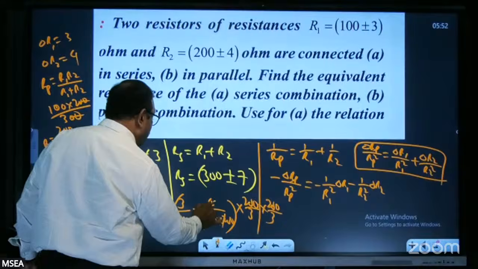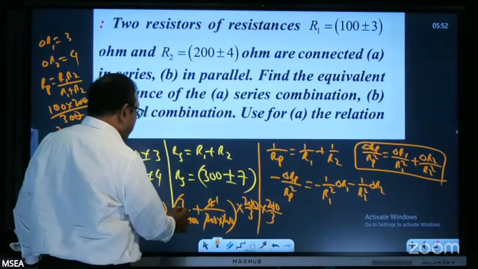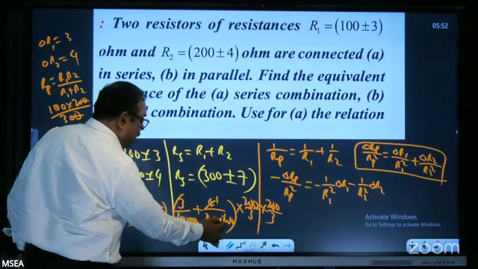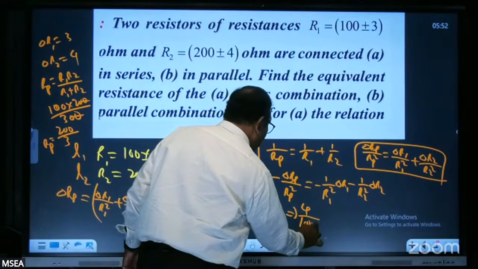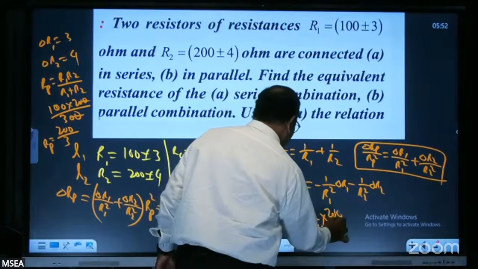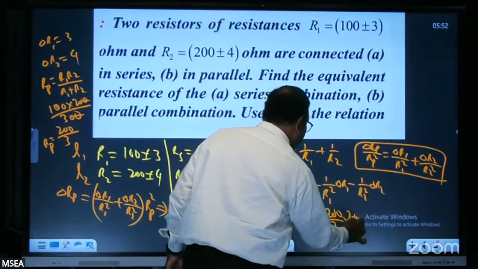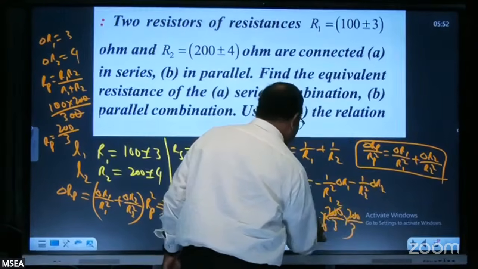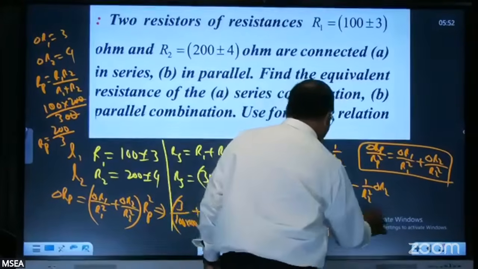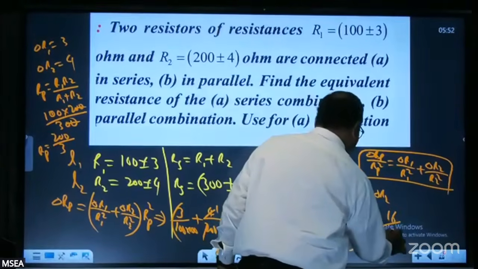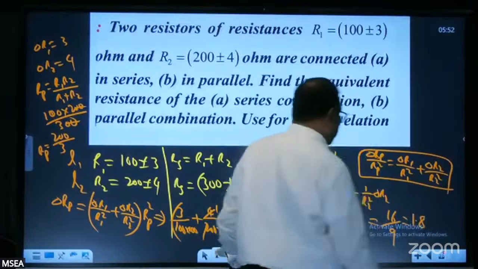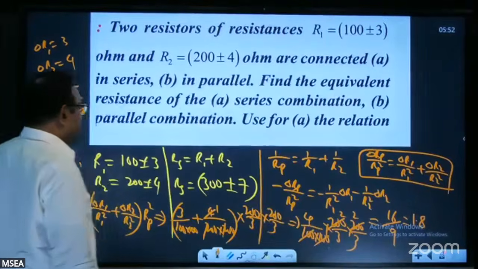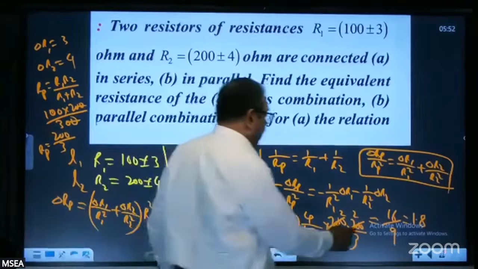Then the 2 cancels with 2 to the 4, giving 1. Therefore 3 by 100 into 100, plus 1 by 100 into 100, which should be equal to 4 by 100 into 100 into 200 by 3 into 200 by 3, which should be equal to 16 by 9. 9 ones are 9, 9 8s are approximately. Therefore 1.8 we have, which is the delta Rp.